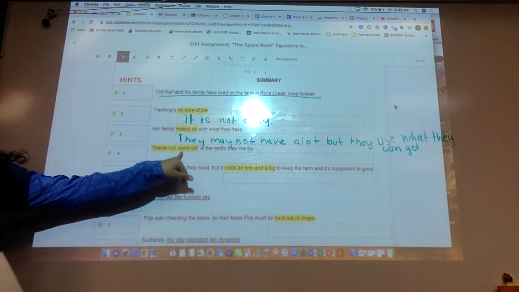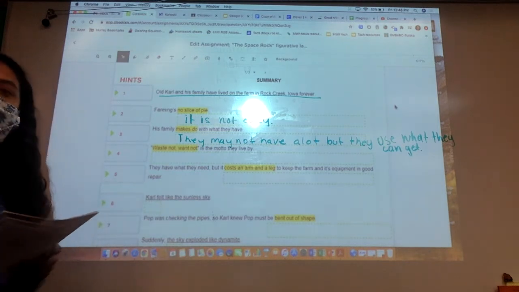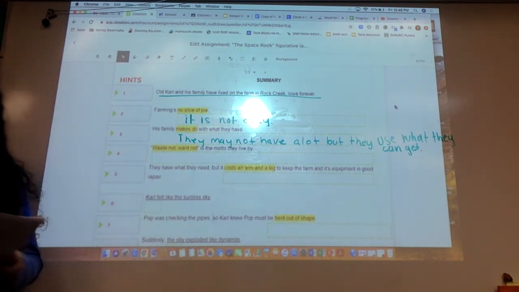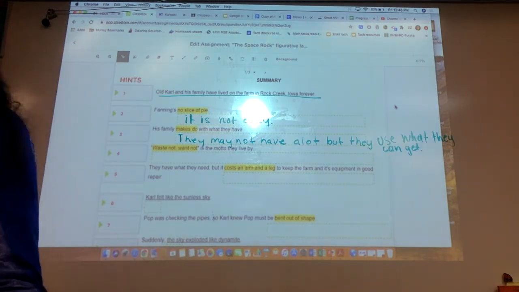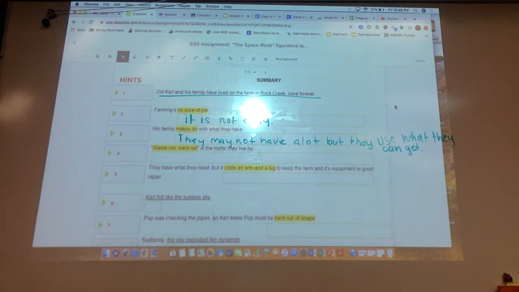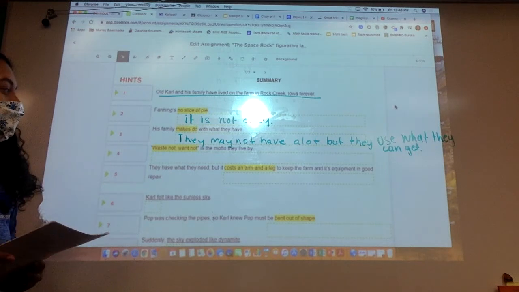Waste not, want not is the motto they live by. Waste not, want not. Dylan. Like, they don't waste anything. They don't like to waste anything. Okay. Anything else? They eat. Marley? When they eat, they probably don't throw it away. What they eat, they probably don't throw away. Okay.